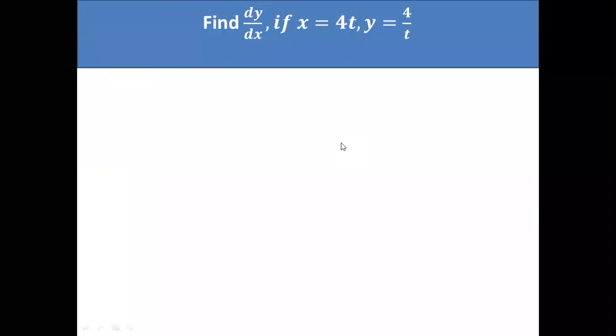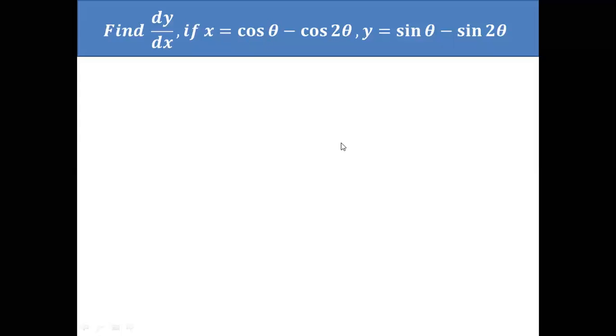This we had done. Was this a homework question? Yes, this was also homework. Okay, again you can see x is in terms of some theta and y is also in terms of theta. So you have to go for parametric differentiation.